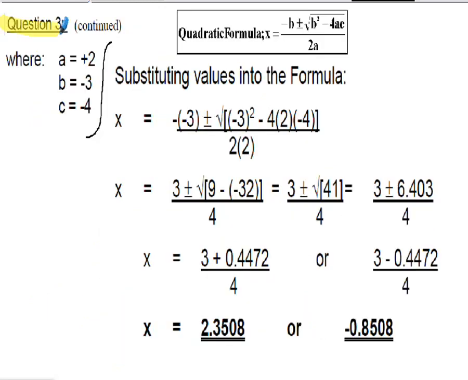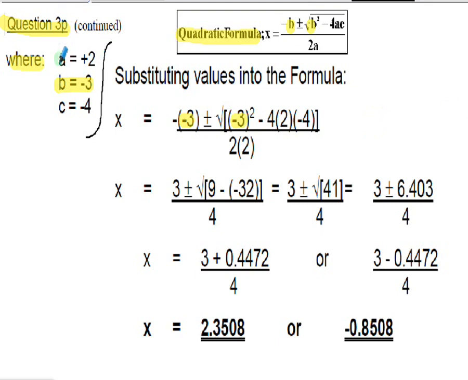Question 3p solution continued. I've repeated the a, b and c from the previous slide for convenience, and also the quadratic formula for reference. What we're going to do now is substitute the values of a, b and c into the quadratic formula. Taking b first, b is equal to negative 3, so I put negative 3 here and negative 3 here. Just be careful of the sign change for the first term there.